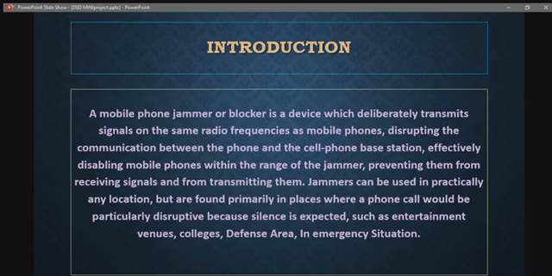Introduction. Let's see what a mobile jammer is. A mobile jammer is a device which transmits a signal on the same radio frequency as mobile phones, disrupting the communication between the phone and the cell phone base station, effectively disabling mobile phones within the range of the jammer, preventing them from receiving signal and from transmitting them.